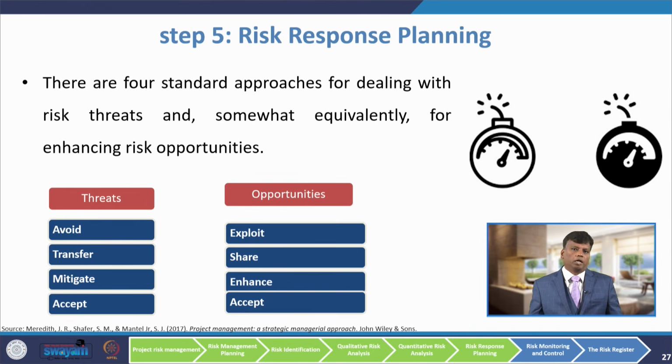The fifth step is risk response planning. There are 4 standard approaches for dealing with risk threats, and somewhat equivalently for enhancing risk opportunities. So, what are those 4 approaches when the risk is a threat? We can avoid, we can transfer, we can mitigate or we can accept. Sometimes the same risk may be an opportunity for you. At that time the risk can be exploited, the risk can be shared, it can be enhanced or it can be accepted. We will study these 4 approaches for threats and opportunities in detail.